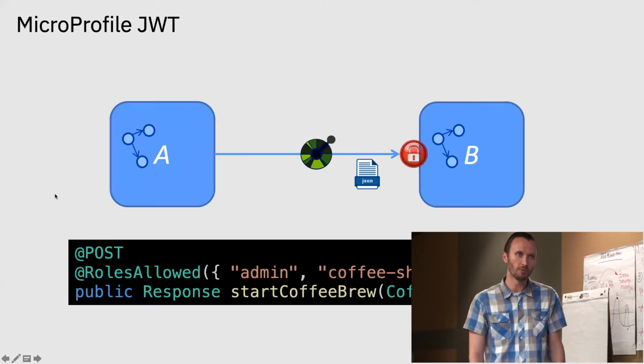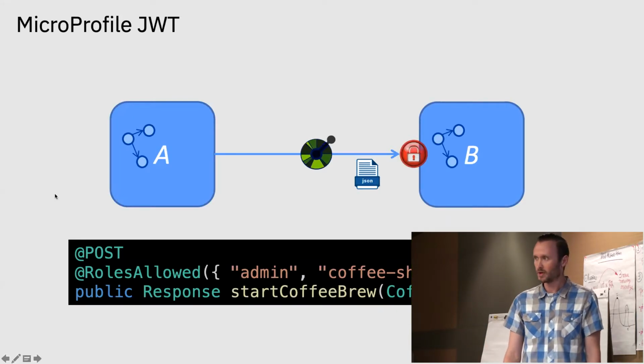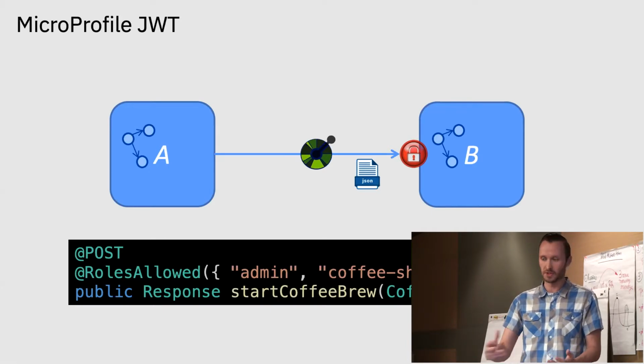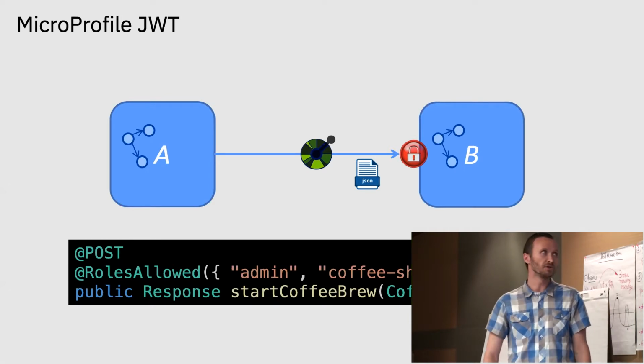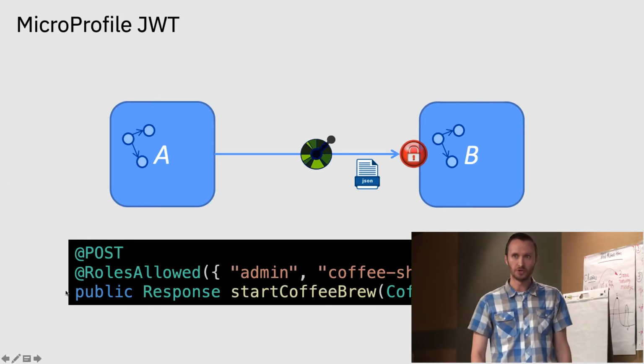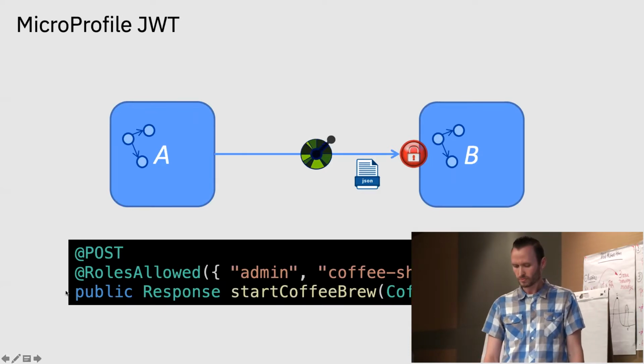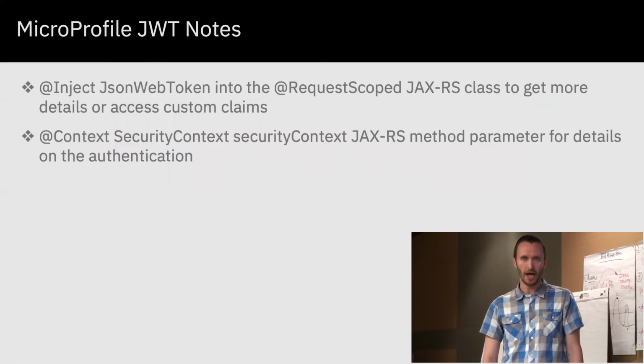JWT is integrated into MicroProfile, so this handles integrating with the authorization in, let's say, an EE container or just more generically. So in this case, you can say roles allowed, and it will check whether the token has those roles. And so if you want access to the actual token, you can just do a request scoped JSON web token inject. So you have access to the whole JWT token. And then you can look at custom claims.